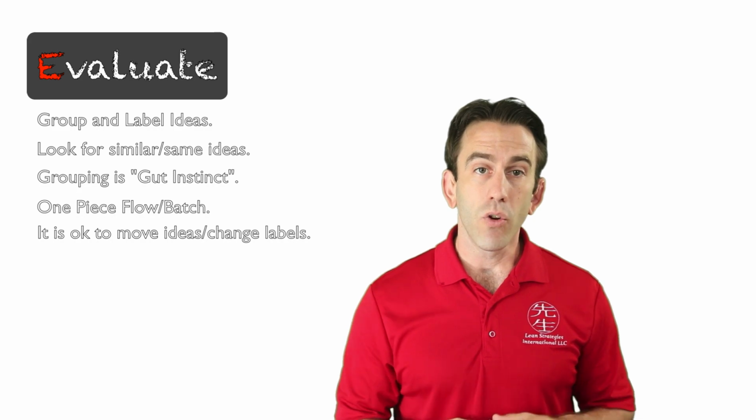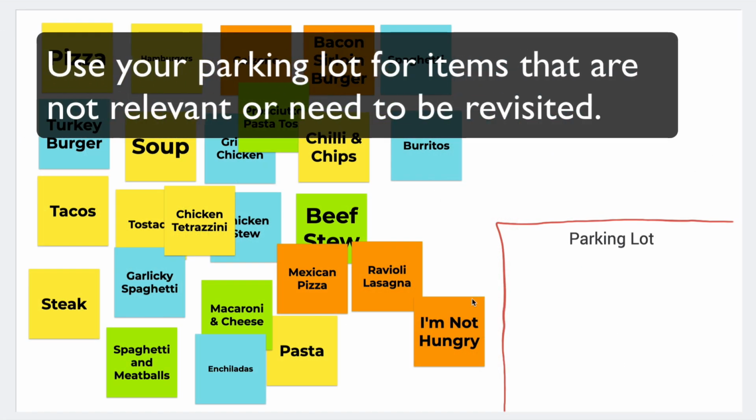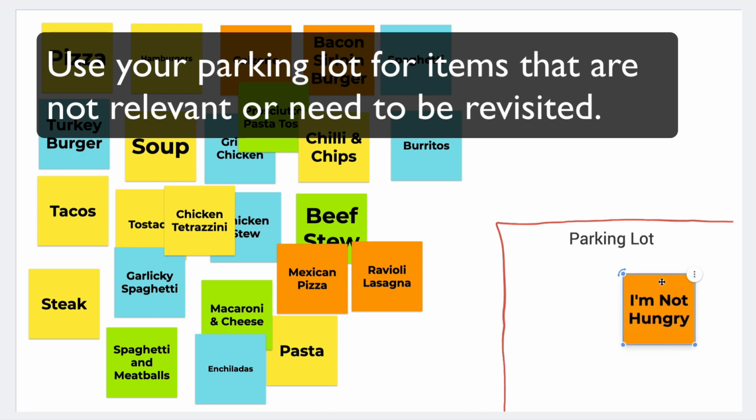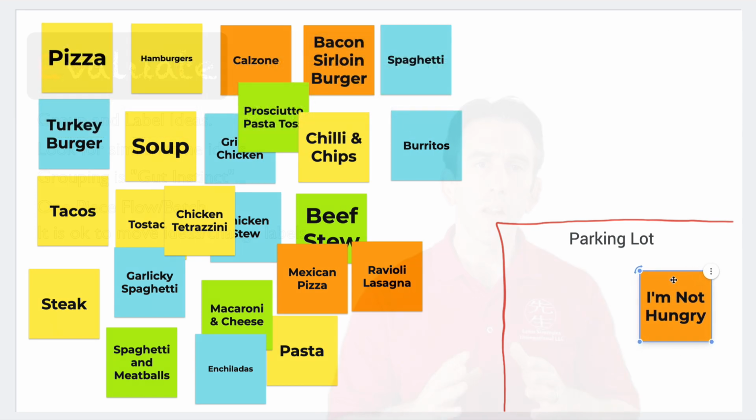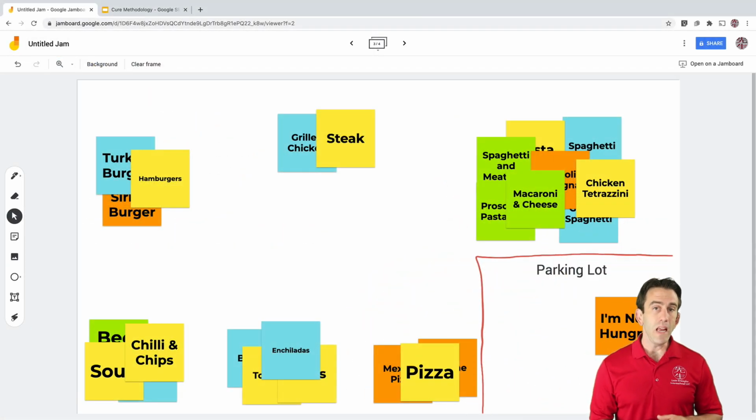If and when you come across an idea that you are having trouble understanding, move it off to your parking lot and revisit the idea later. You can also place outliers or ideas that are not relevant in the parking lot. Let's look at our example again. As you can see, the team has placed each of the dinner ideas into a group.